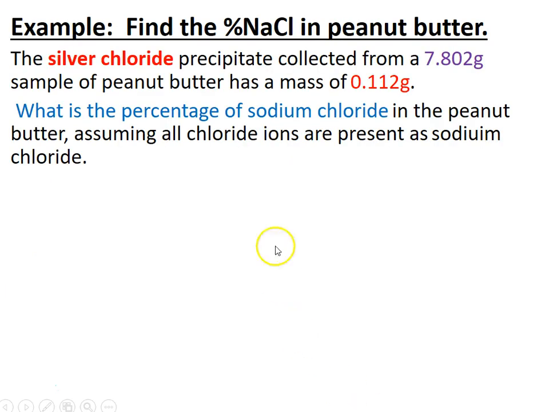Okay, let's do an example with numbers. The silver chloride precipitate collected from a 7.8 gram sample of peanut butter has a mass of that. In these questions you're going to have two masses given all the time, and you need to make sure that you don't accidentally use the wrong mass in the wrong spot. This mass is the mass of peanut butter that we use at the end to work out our percentage of salt. This is the mass of the silver chloride. That's what we need to use to work out the amount of sodium chloride that we've got.